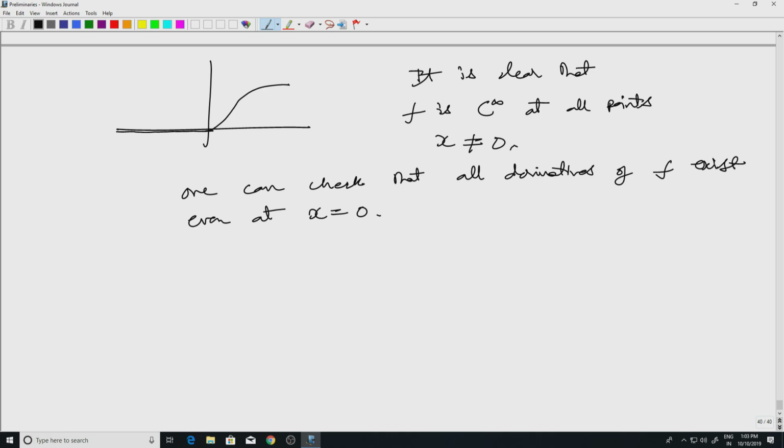Now it will follow that all derivatives exist. Because f is identically 0 for x less than 0, by looking at left hand derivatives, the derivatives are forced to be 0. It is immediately clear that f^(k)(0) equals 0 for all k. That's the main point, the existence of the derivative. Okay.